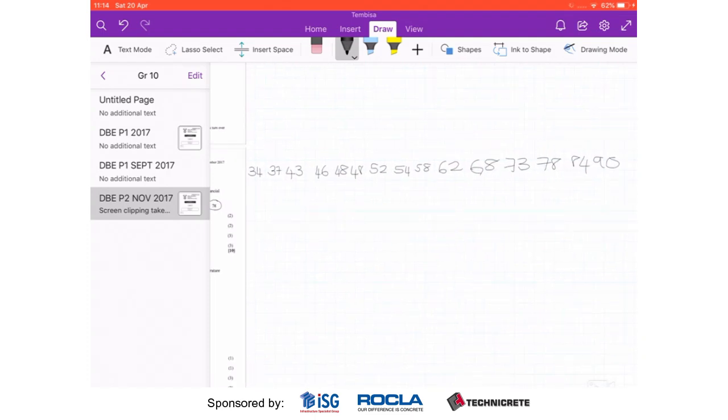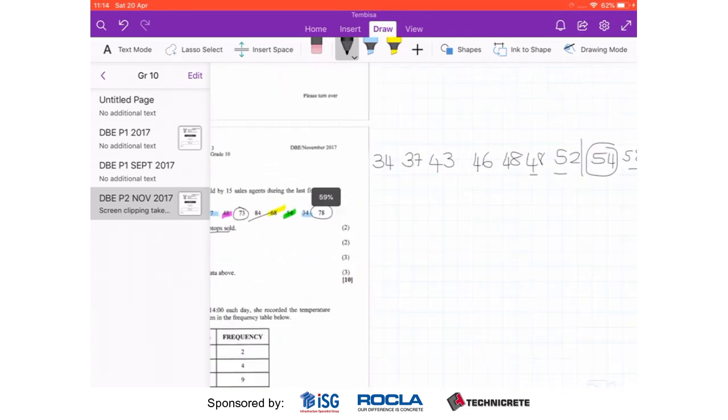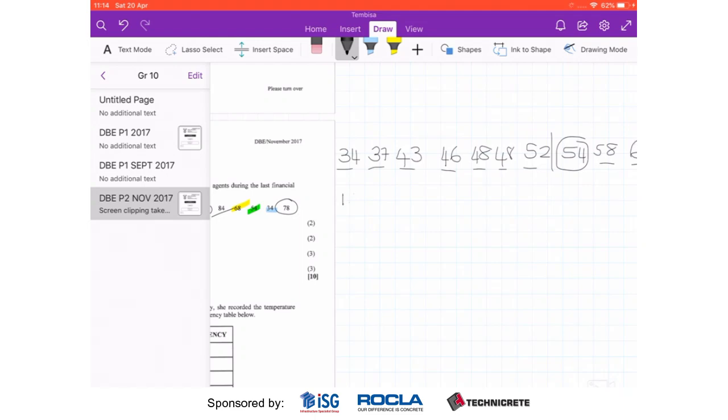So half of 15 would be 7.5, so we're looking for the 7.5 term. So 1, 2, 3, 4, 5, 6, 7. This should be it. Let's double check ourselves. 1, 2, 3, 4, 5, 6, 7. So this is 1.1. The median is equal to 54.